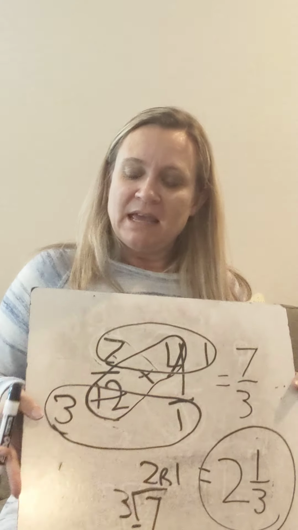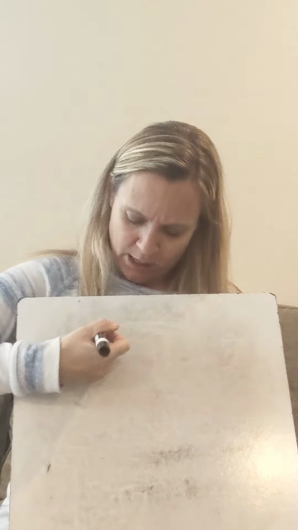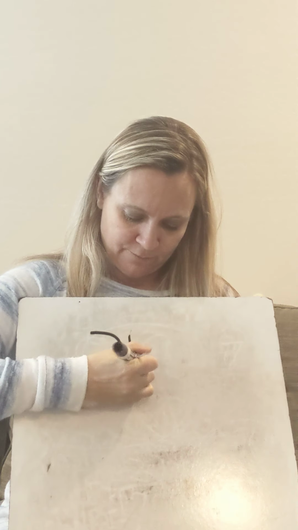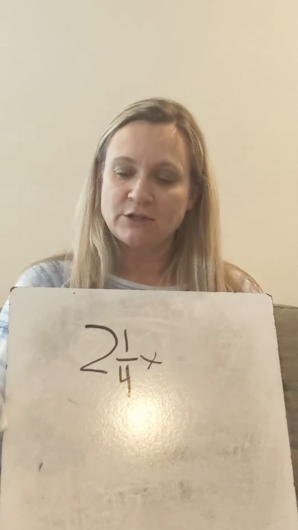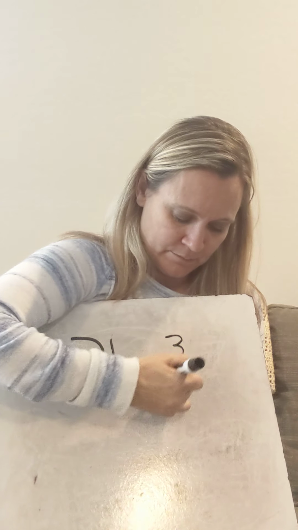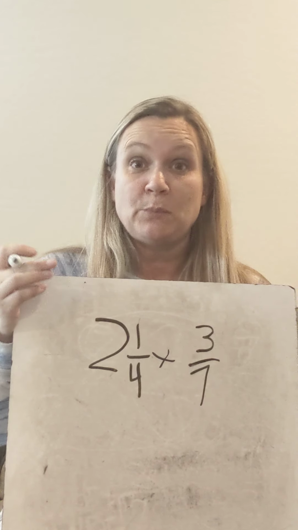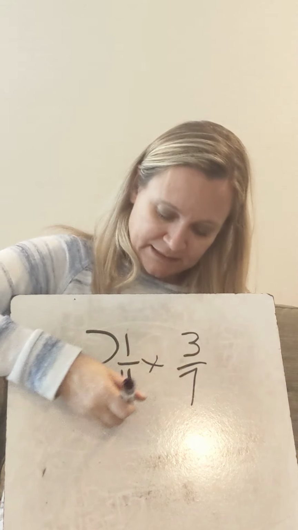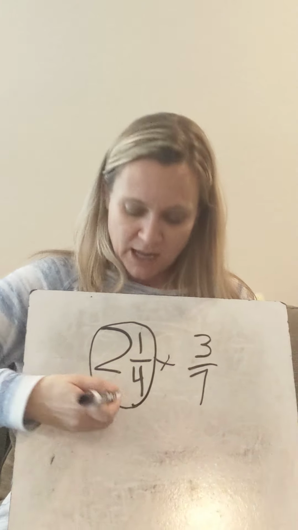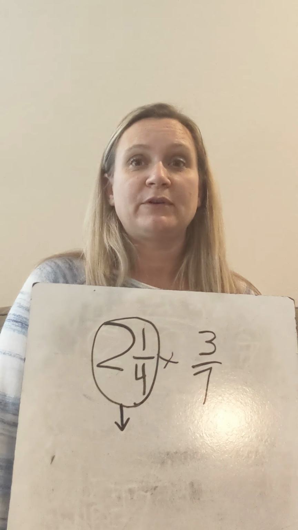All right. Next situation that you may come across is when you're multiplying a fraction by a mixed number. So let's look at a problem like that. If I have 2 wholes and 1/4, that's my mixed number, and I'm going to multiply that by a fraction, 3/7. Well, I know how to multiply a fraction by a fraction, so that's what I want to do. And in order to do that, I need to take this mixed number and change it into an improper fraction.